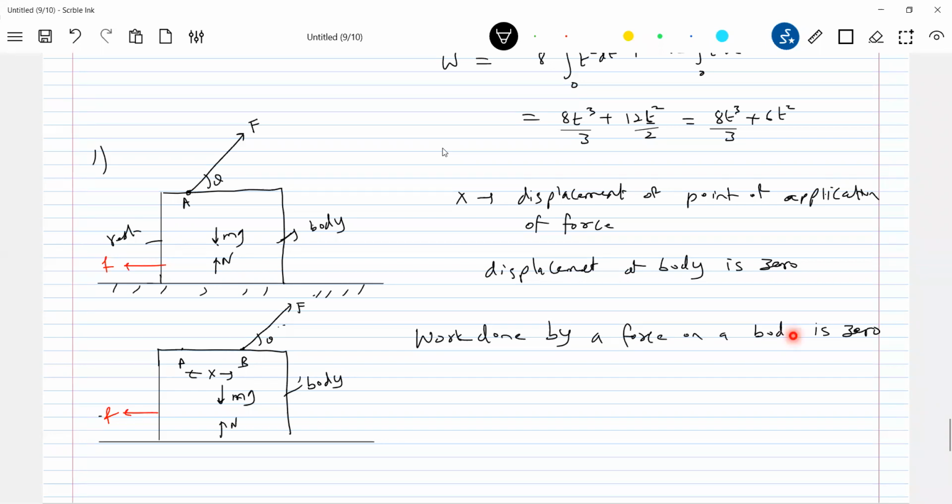Some of you want to generalize. Anything comes, you are generalizing it. It is related to this situation that I'm saying: work done by a force on a body is 0. Work done by the force, I'm not asking just about the work done by the force. Yes, it is non-zero.